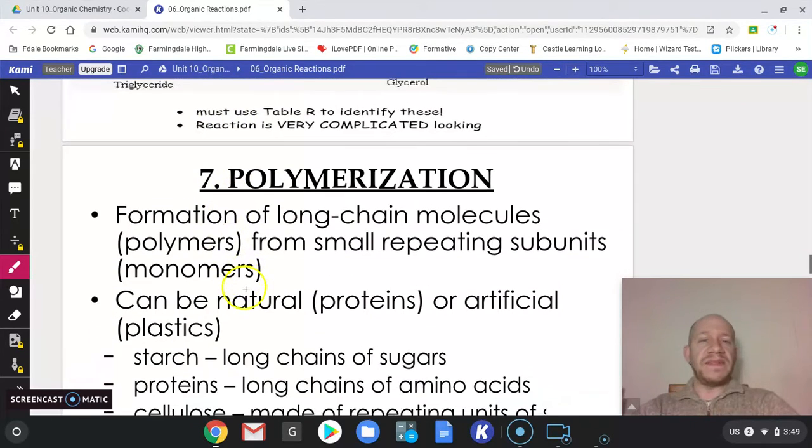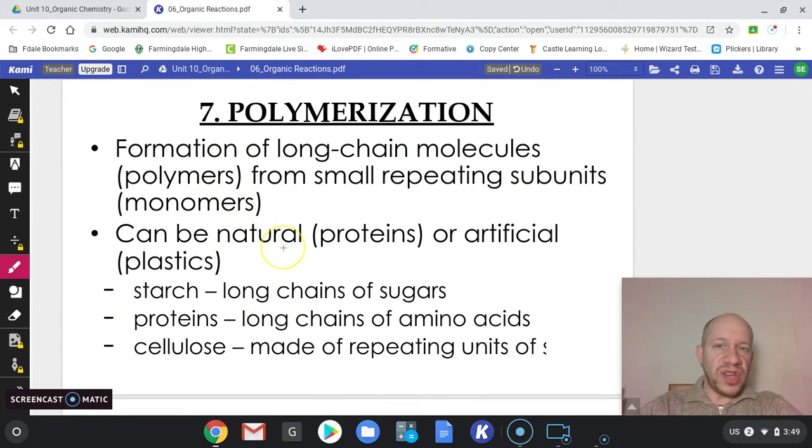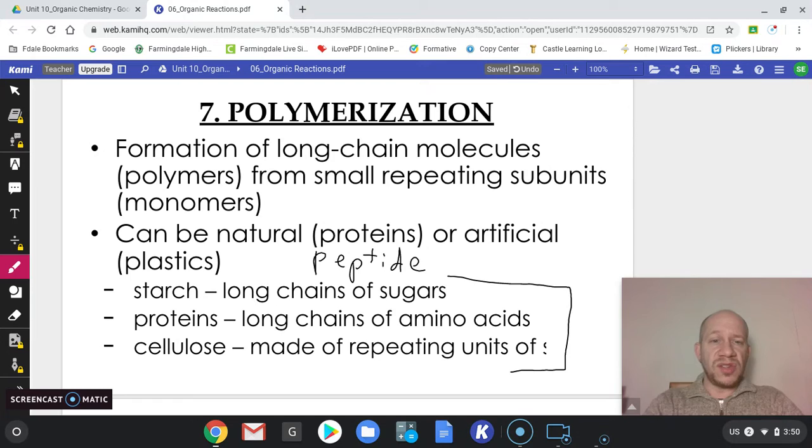Our seventh type is polymerization. This is the formation of long chain molecules or polymers from small repeating subunits, or our monomers. We've also talked about this from living environment, the polymerization of peptides, for example. There can be natural polymers such as proteins or peptides, or artificial. Plastics are examples of artificial polymers. Three examples of natural polymers are starch, proteins, and cellulose. Keep those in mind, which we recall from our living environment.